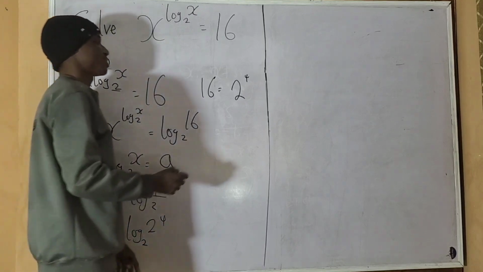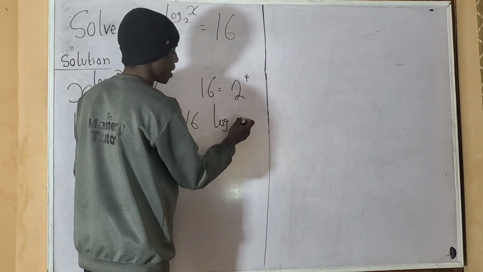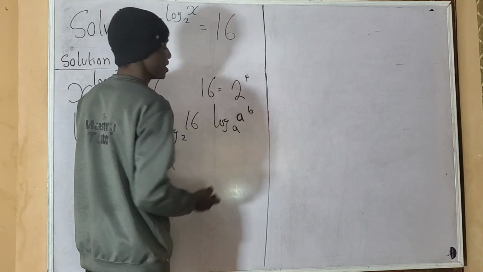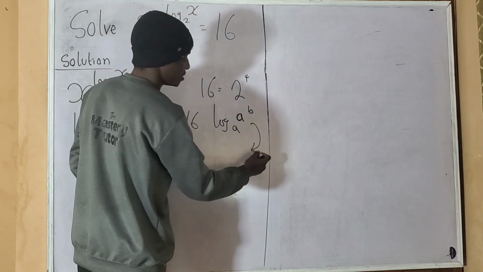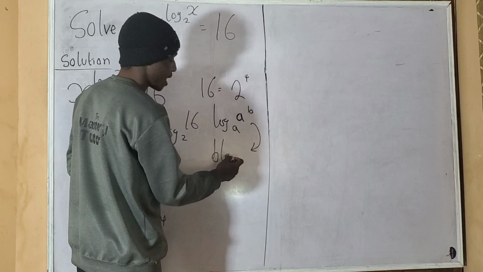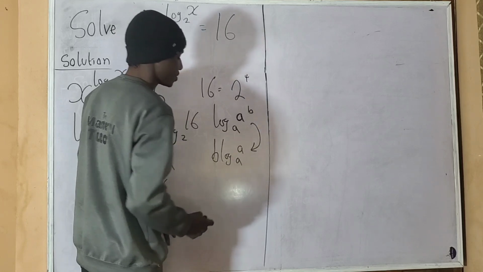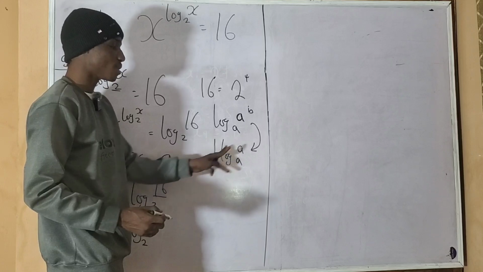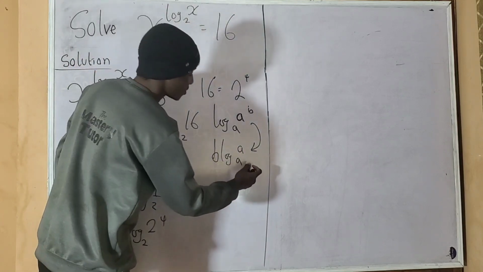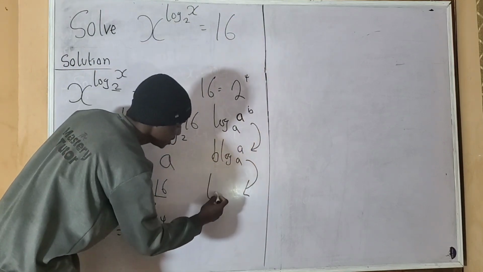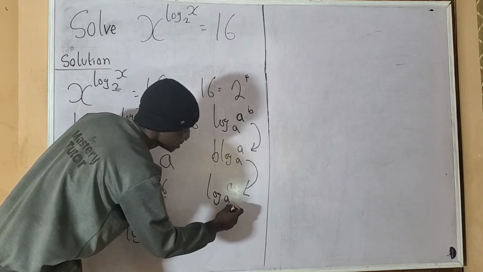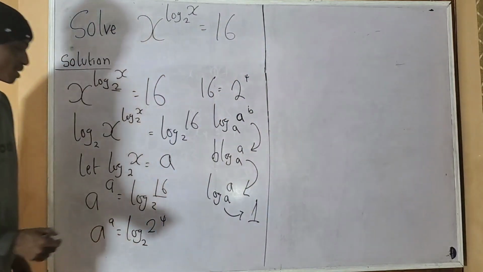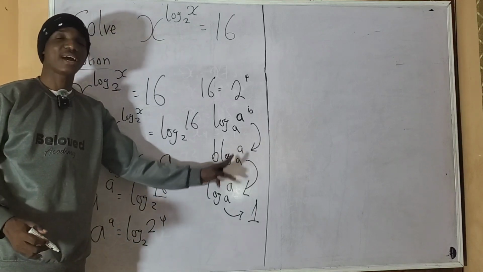Now, there is a law that says the log of a power, let's say I have log a base a raised to the power of b. The log of a power is the product of the power and the logarithm. Do you understand? So this power will multiply the logarithm. So I have b log a base a. And there is another law that says logarithm of a number to the same base will give you 1.